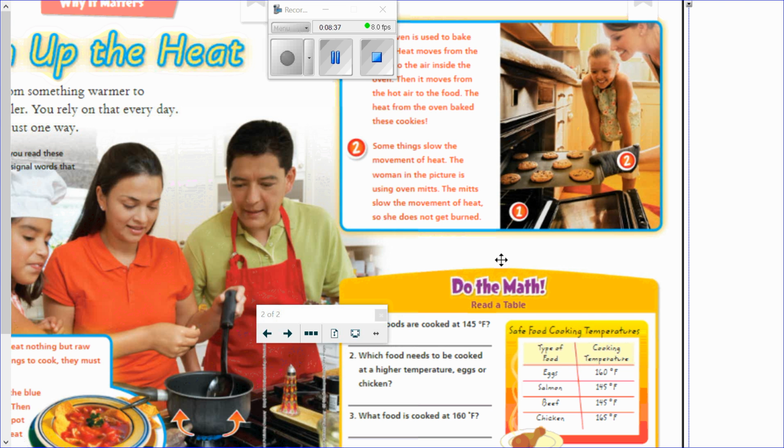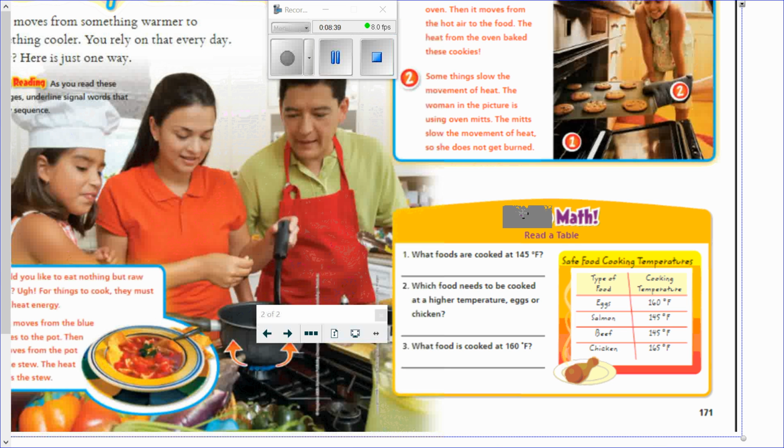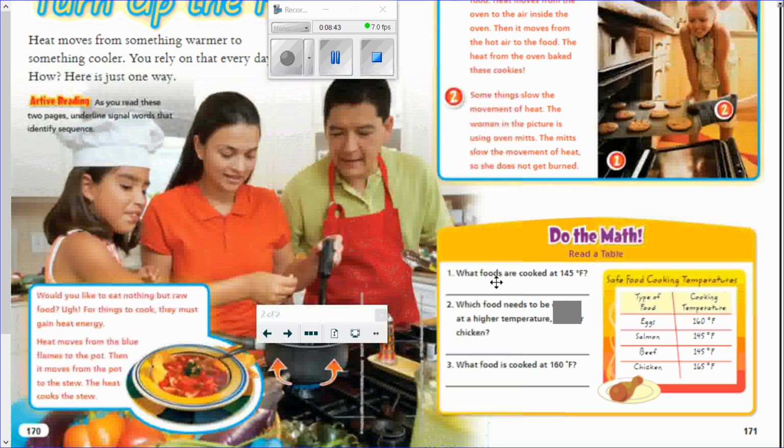All right. So all I want you to do today, guys, is just answer these 3 questions. You'll use the information in this chart that says safe food cooking temperature. So you'll look at the different foods and what they have to be baked at to be considered safe. So if our raw food, like our chicken and our beef, eggs, are not cooked up to a certain temperature, you can actually get really, really sick.